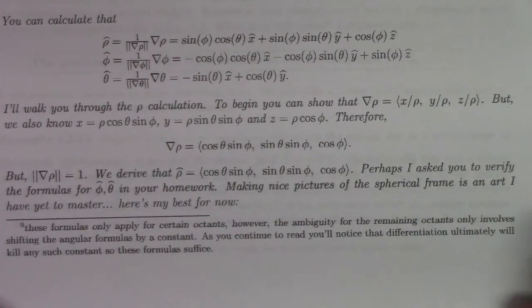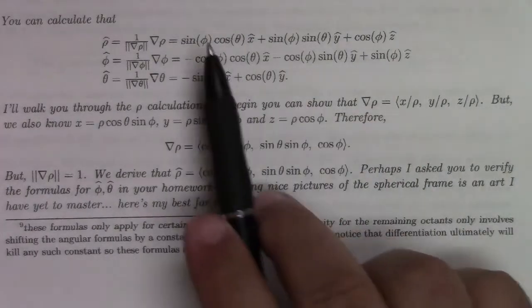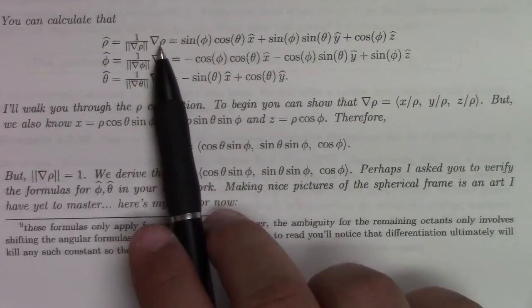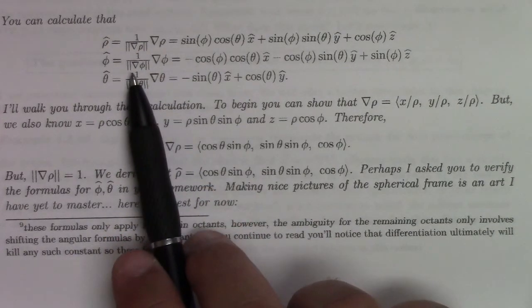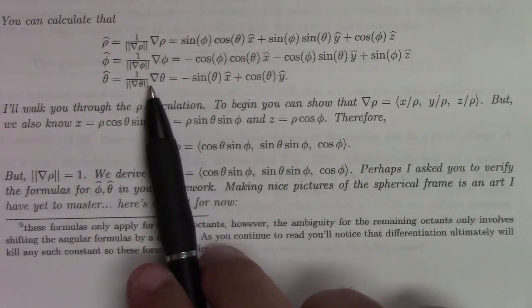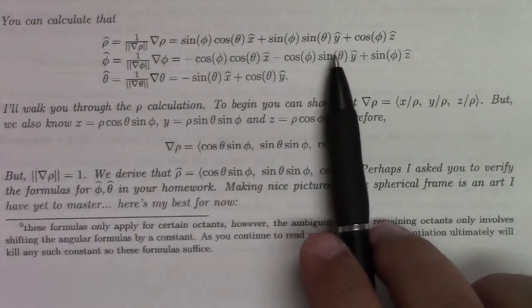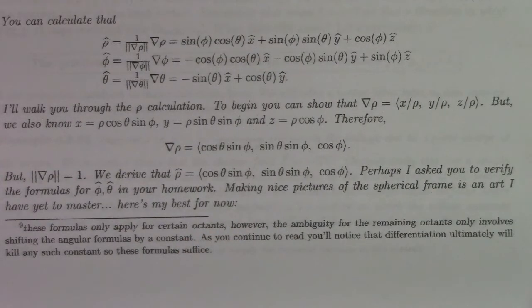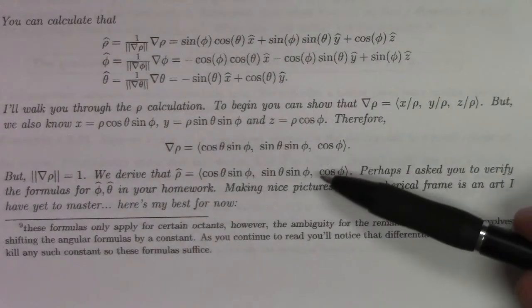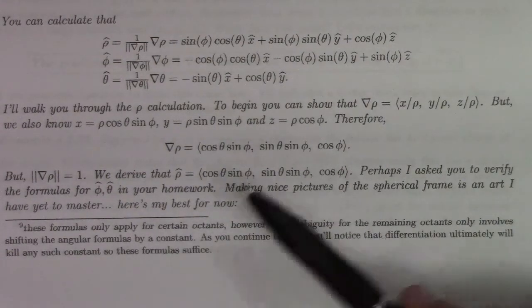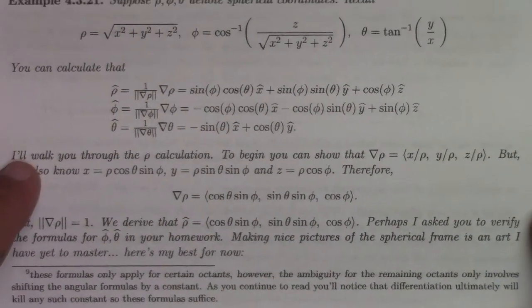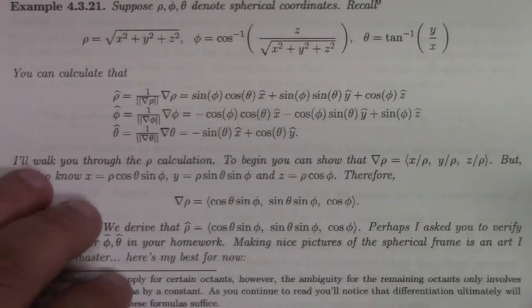Now, next up, the spherical coordinate system. If we calculate the gradient for this function, for that function, for that function, and we normalize it, in other words, gradient of rho divided by length of the gradient of rho, gradient of phi divided by length of the gradient of phi, gradient of theta divided by the length of the gradient of theta, and you do the calculation, you'll get exactly the formulas we wrote before. I have the rho calculation here. I think I leave the other two for your homework, but I would just like to point out that we have a method for deriving the spherical frame now, and that's kind of neat.